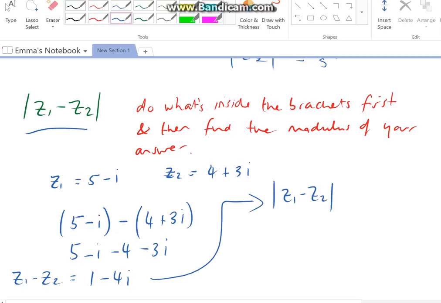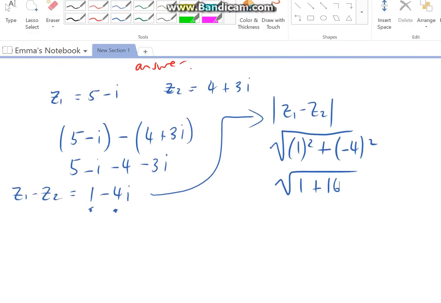And it makes sense that we would do the part in the middle first, because now we have a number for a and a number for b, whereas before we had too much going on. Right, so for the modulus, we're going to do the square root of a squared, which would be 1 squared, plus, it's always plus regardless, and then b squared, so the number in front of the i, which is minus 4 in this case, and we square it. Square root of 1 plus (minus 4) squared, which is plus 16. So minus 4 by minus 4 gives us plus 16. Square root of 17, and that's your modulus of z1 minus z2.